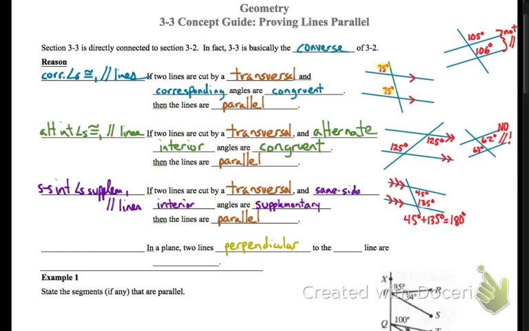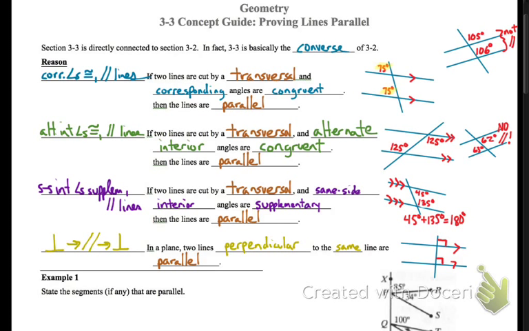And then we have the fourth rule in section 3.2. We have the converse of it as well. In a plane, two lines that are perpendicular to the same line have to be parallel. So what this is saying is if you have a line that is perpendicular to two lines, then those two lines have to be parallel. That is what that's saying.